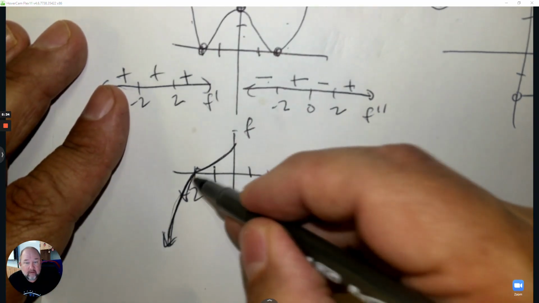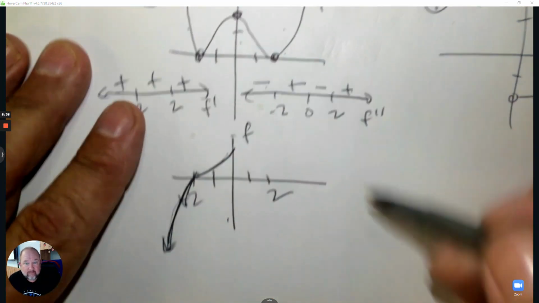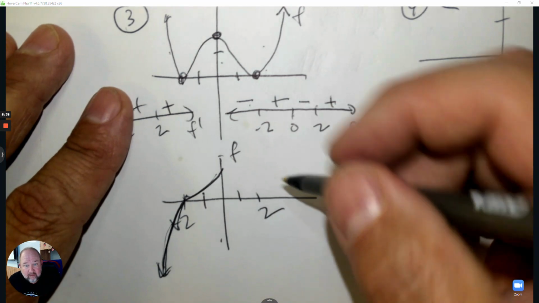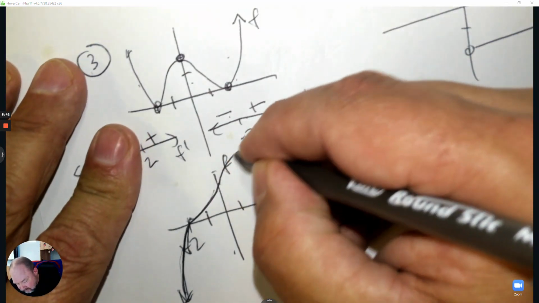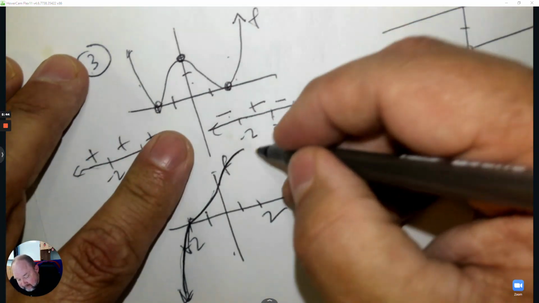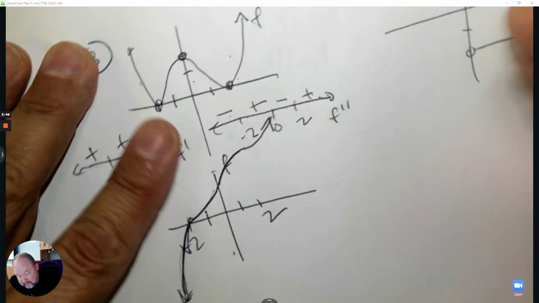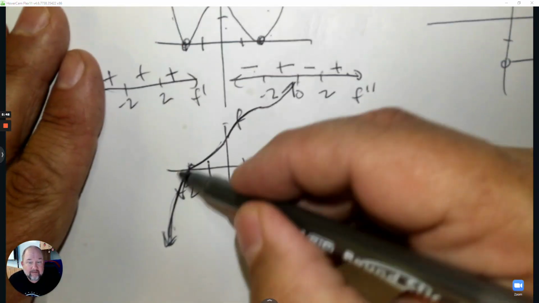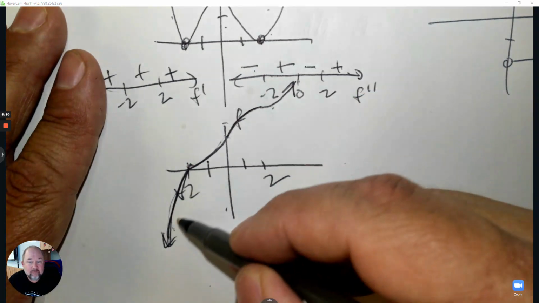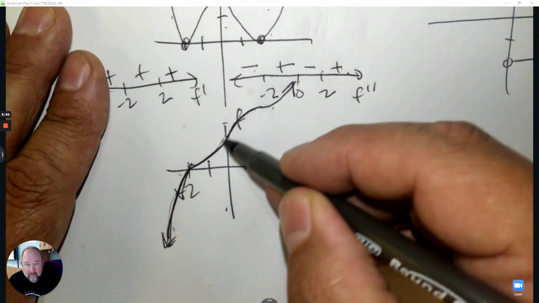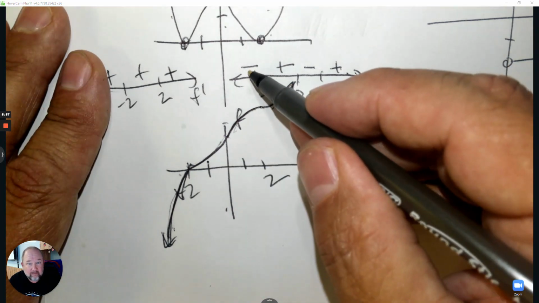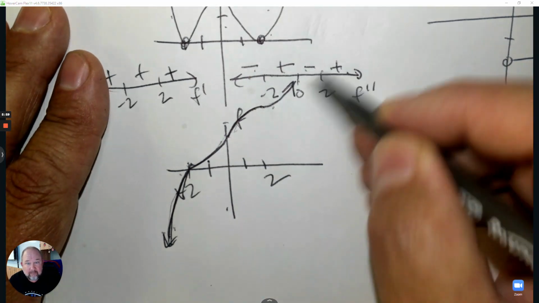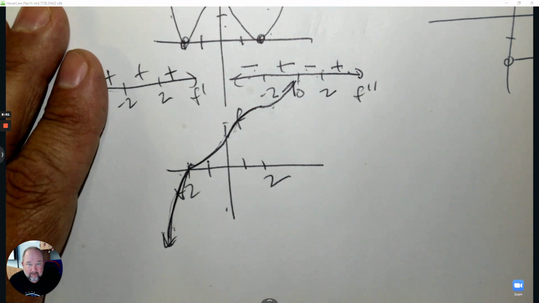So it increases, it increases. Here it's going to continue to increase but be concave down. And then continue to increase and be concave up. So this whole time it's increasing the whole time. It just changes concavity. Concave up, concave down, concave down, concave up. So it goes back and forth. Down, up, increasing the whole time. Done.